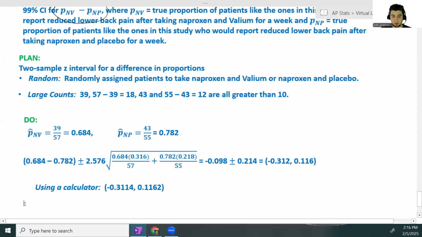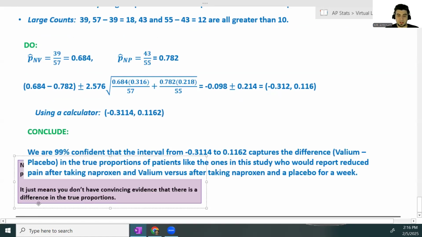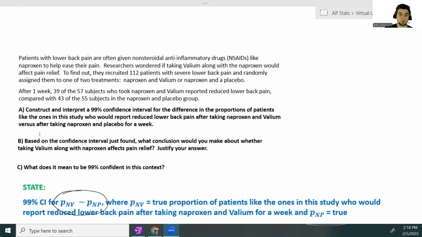So our conclude step: we are 99% confident that the interval from negative 0.3114 to 0.1162 captures the true difference, Valium minus placebo, in the true proportion of patients like the ones in the study who would report reduced pain after taking the naproxen and Valium versus after taking the naproxen and placebo for a week. Again, I know it's long-winded, but it's very important to give the full context and write these sentences out. Now we can move on to part B.